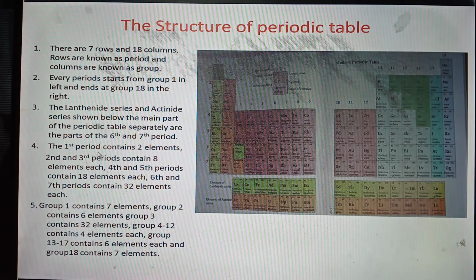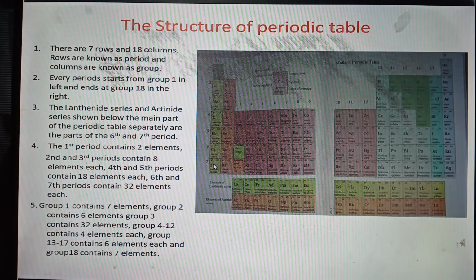Point number 4, the first period contains 2 elements only. This is hydrogen and helium. The second and third period contains 8 elements, 1, 2, 3, 4, 5, 6, 7, 8. Fourth and fifth period contains 18 elements, 1, 2, 3, 4 and so on. It is up to 18. Same for the fifth period also.